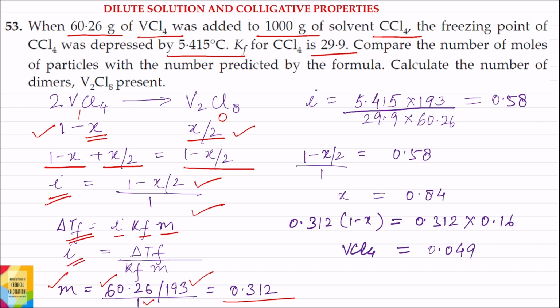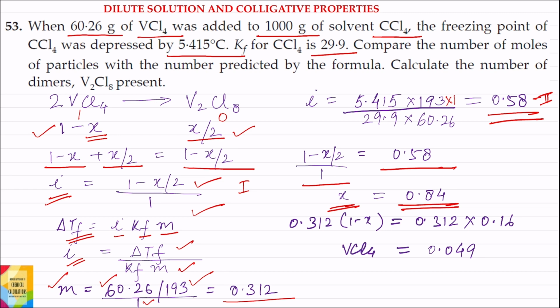अब i की वैल्यू हो जाएगी delta Tf divided by Kf into m. Now putting the value of delta Tf, Kf and m, the value of i is 0.58. This will be 193 into 1. Now the value of i is equal to (1 minus x by 2) divided by 1. Let this be equation 1. And the value of i is also equal to 0.58. Let this be equation 2. From equation 1 and equation 2, (1 minus x by 2) divided by 1 is equal to 0.58. Solving, x की value आ जाएगी 0.84.